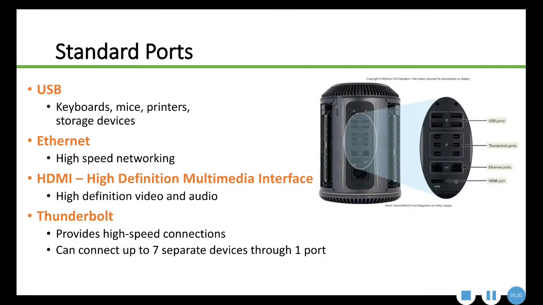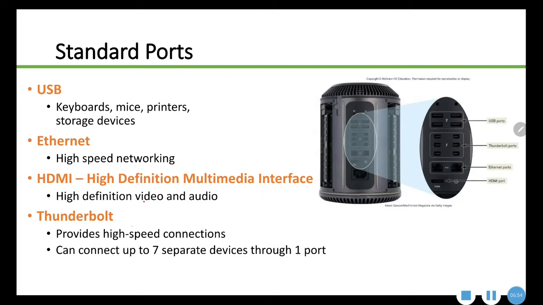So, standard ports. This is what you have to differentiate. Standard ports consist of USB and Ethernet. USB is for keyboards, mice, printers, and storage devices. Ethernet is for high-speed networking. And we have the HDMI cable, which is also a standard port, for video and audio. Normally for a projector, we use HDMI. If you want to connect to your TV, you use HDMI.